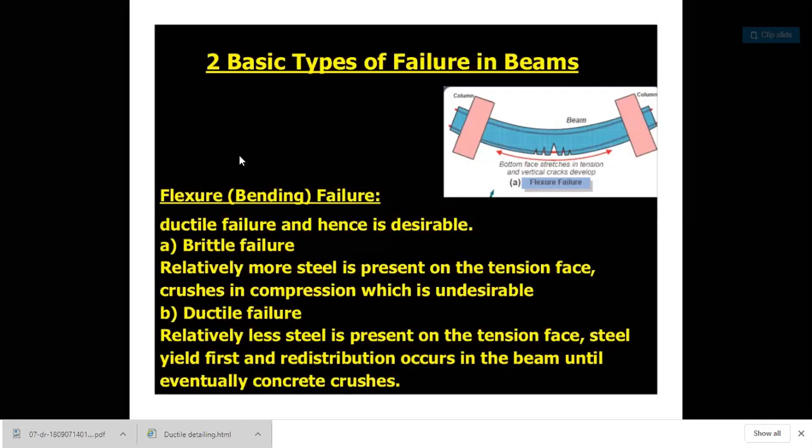If the material property is brittle in nature, then automatically when load comes on this structure, there will be a failure of the beam. And if there is ductility in the beam, then automatically that beam has the property to resist the forces.